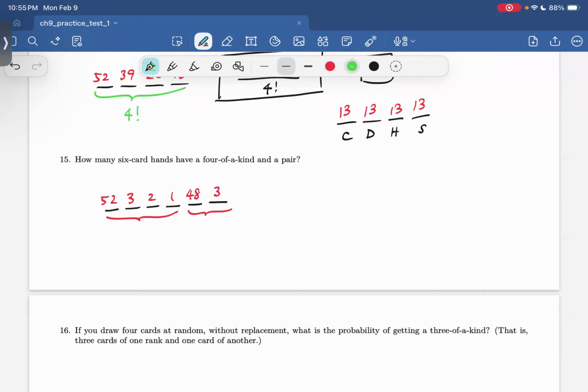How much will I overcount by? I'll overcount the order of the four of a kind, which is 4 factorial, and I'll overcount the order of the pair. I have 52 times 3 times 2 times 48 times 3 divided by 4 factorial 2 factorial.